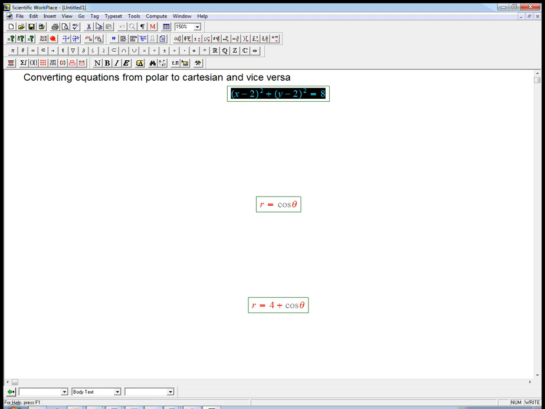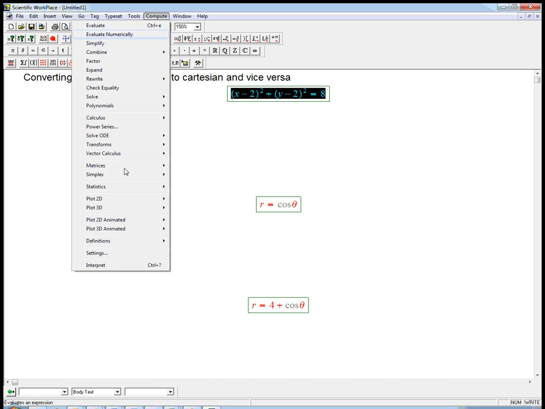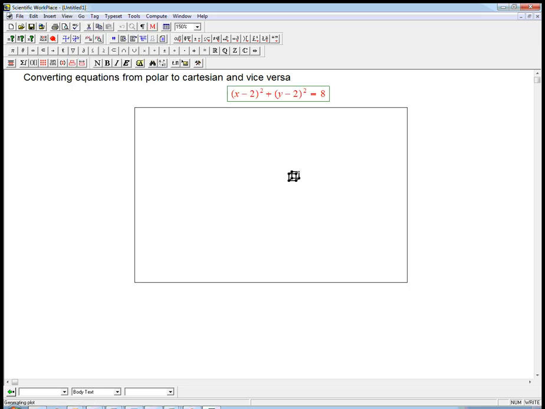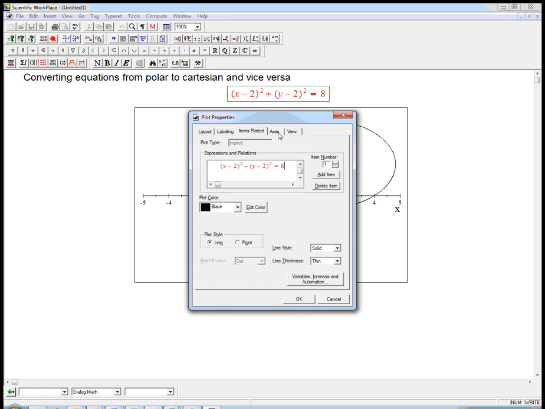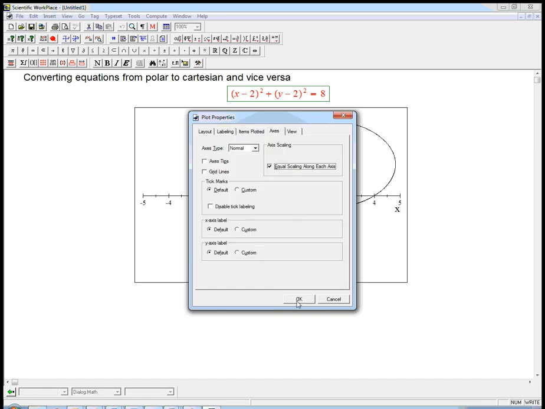That's a circle. And in fact, let's see if this will actually plot it for me. Should be able to plot this thing. And that's going to be a circle at center 2, 2, and radius square root of 8, or 2 root 2. Why does it not look like a circle? As usual, like with a calculator or a computer, I didn't set equal scaling yet. If I do, it'll be a circle.